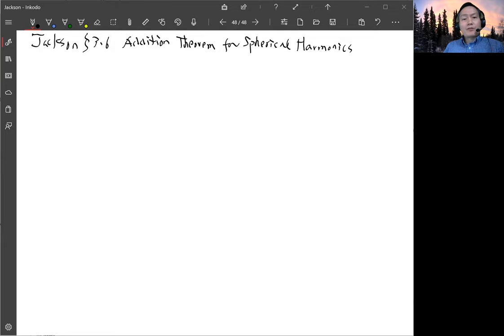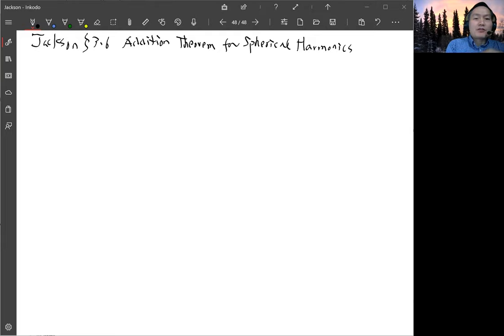In section 3.6, he talked about the addition theorem for spherical harmonics. The proof is a little bit difficult to understand, so I'll try to explain it here. To understand that, we actually need to go back a little bit to the end of section 3.5, where he talked about an expansion in spherical harmonics of a function.